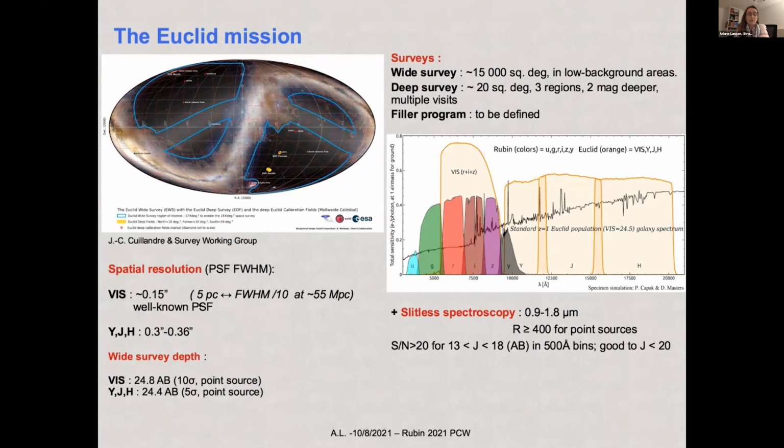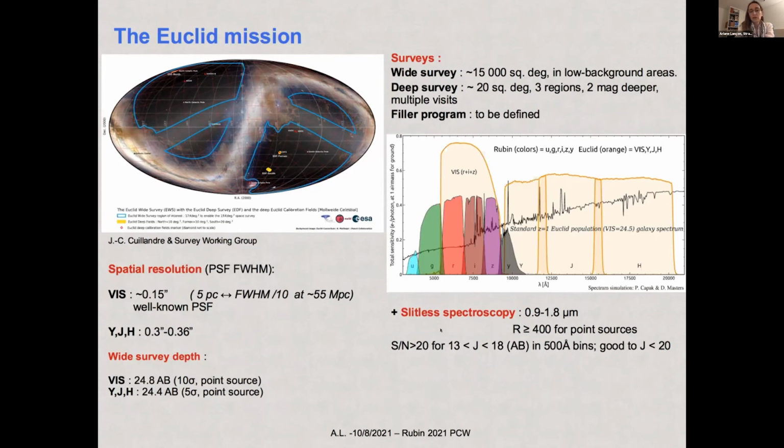The PSF is extremely well known in the VIS. In the near-infrared, the full width at half max is a bit larger and the pixel size is also a bit larger, so the spatial resolution really comes from the VIS. And then the depth is indicated here. In the near-infrared, it's 24.4. That's about 3 magnitudes deeper than Euclid's, as a reference.